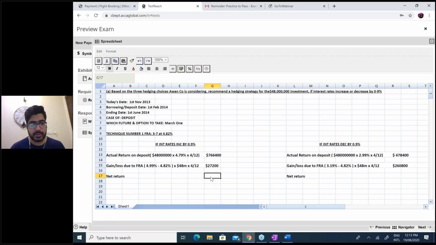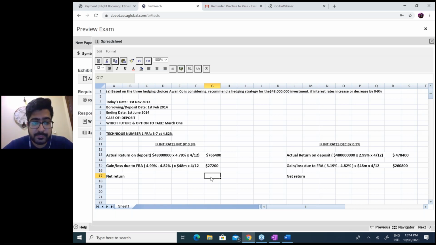Okay, one last question. How do you get gain or loss due to FRA? You take the difference in rates. If interest rates increase by 0.9, 4.09 was the interbank rate, it became 4.99. But you booked FRA at 4.82 into amount into time period over 12: 27,200. If interest rates decrease by 0.9, it became 3.19, and you booked the rate at 4.82 into time period over 12. The $1 million question: is it a gain or a loss, will it be added or deducted?